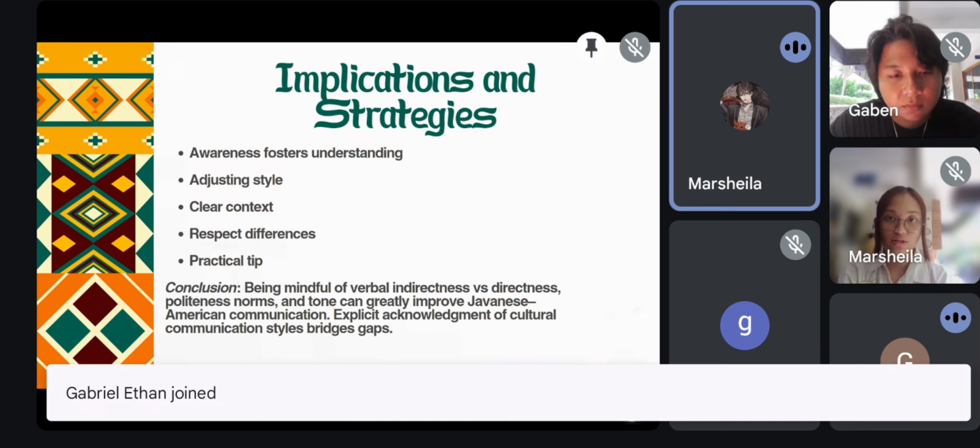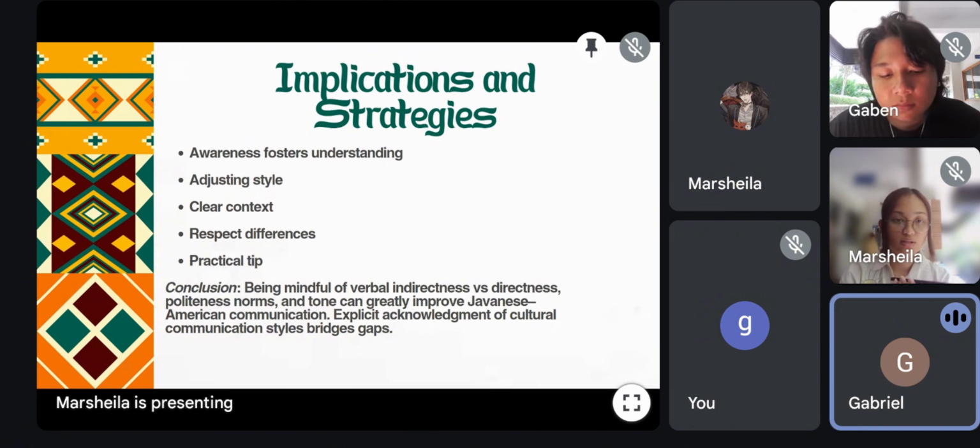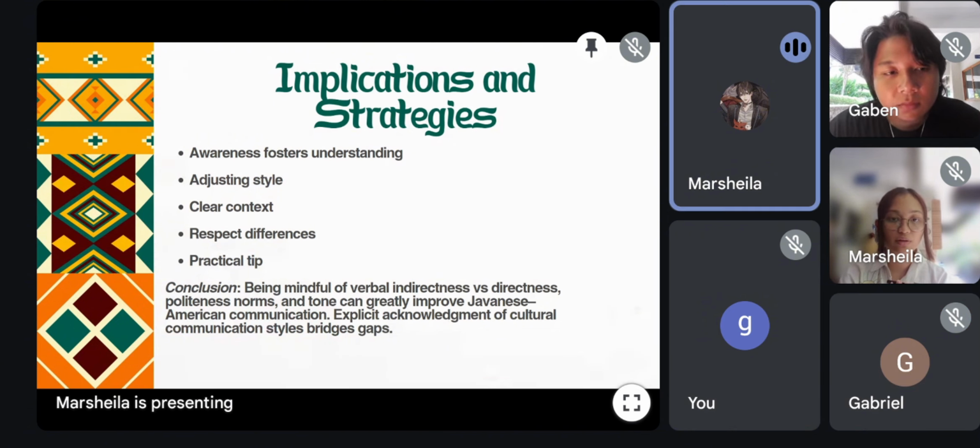And so for the implications and strategies: awareness fosters intercultural contact, let's respect differences, practical tips. The conclusion is that being mindful of verbal indirectness versus directness, politeness norms, and tone can greatly improve Japanese-American communication. Explicit knowledge of cultural communication styles bridges gaps.